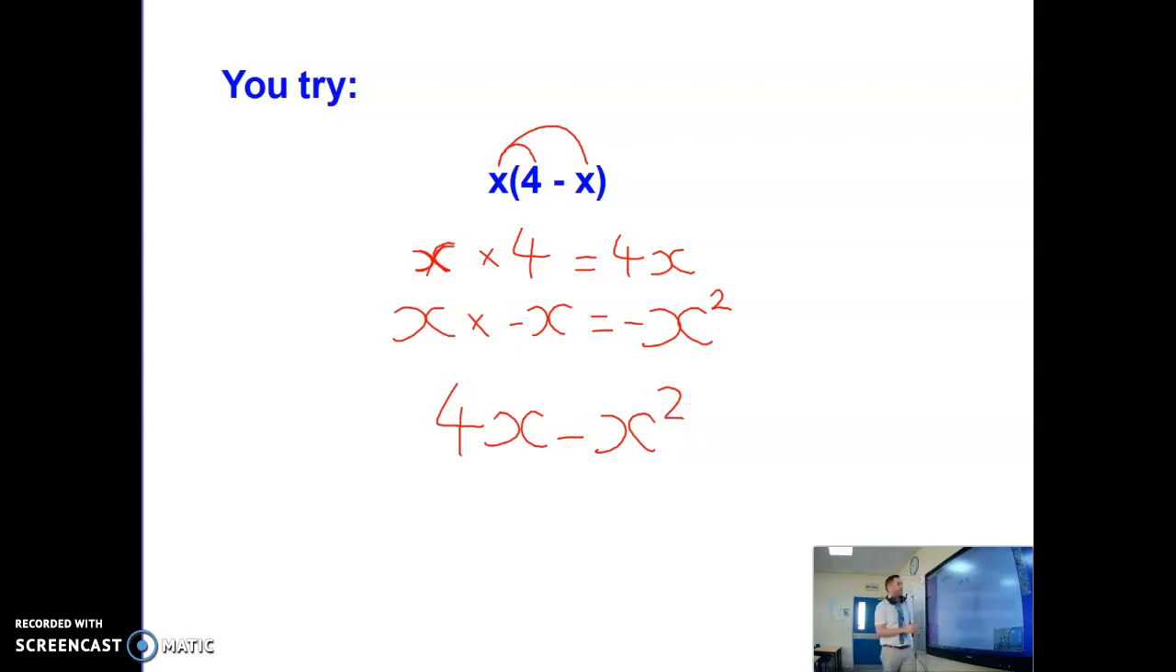All right. Hopefully that one made sense. A little bit trickier than the first one I did because we had the negative x on the end. But 4x minus x squared. X times 4, x times negative x.